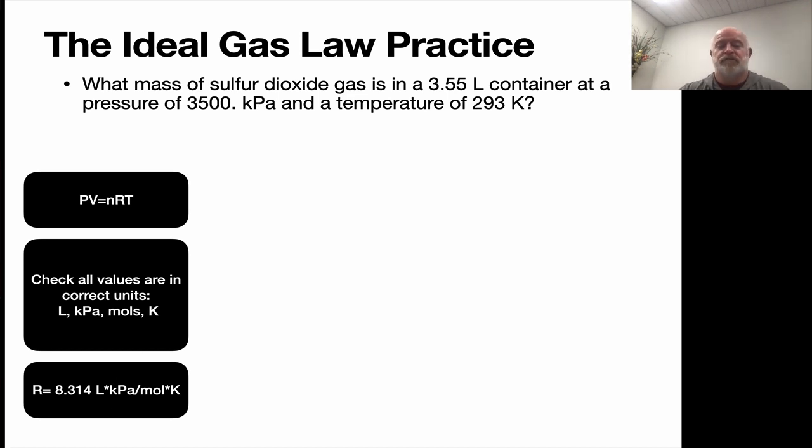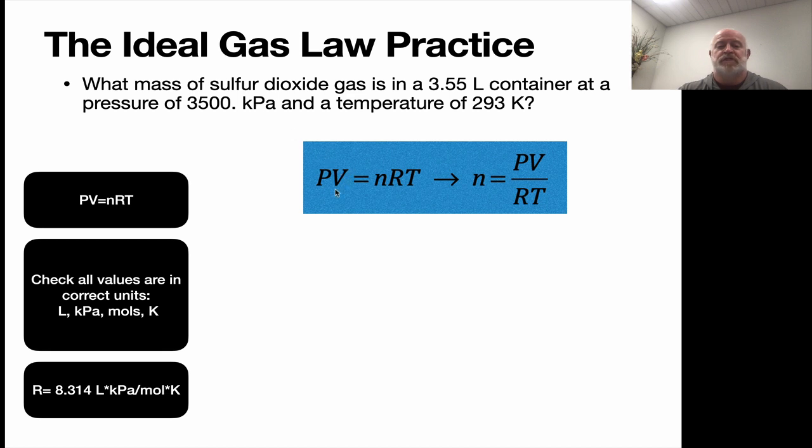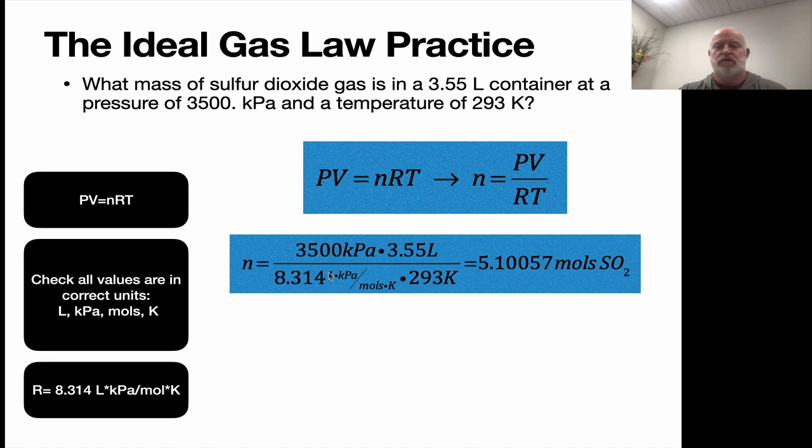So if we plug everything in, first thing we want to do is look at my equation. PV equals nRT. I'm going to rearrange it, solving for moles now. So n equals PV over RT. I know my pressure is 3,500 kilopascals. I know my volume is 3.55 liters. I know my temperature is 293 Kelvin. And I know my R value is 8.314. Plugging those in, I can solve for moles. Notice how liters are going to cancel, kilopascals are going to cancel, Kelvins are going to cancel. I have moles that does not cancel, so my label ends up being moles. I end up getting 5.10057 moles of sulfur dioxide.